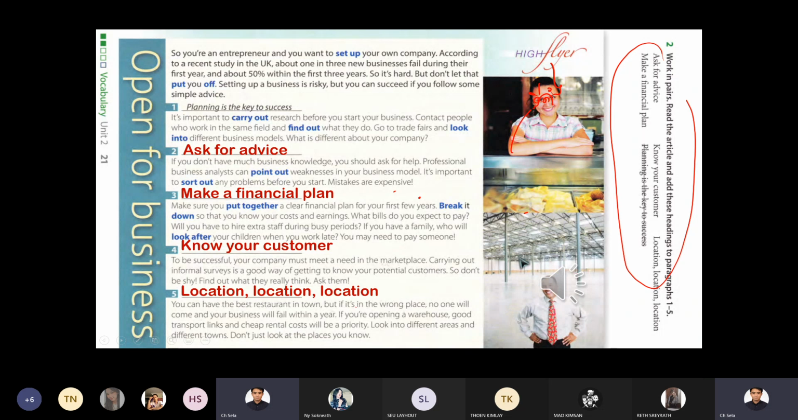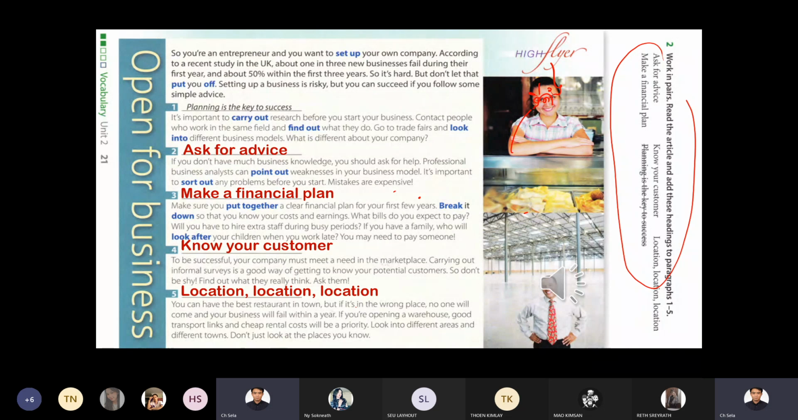Open for business. So you are entrepreneurs and you want to set up your own company. According to a recent study in the UK, about 1 in 3 new businesses fail during the first year, and about 50% within the first 3 years. So it's hard, but don't let that put you off. Setting up a business is risky, but you can succeed if you follow some simple advice.